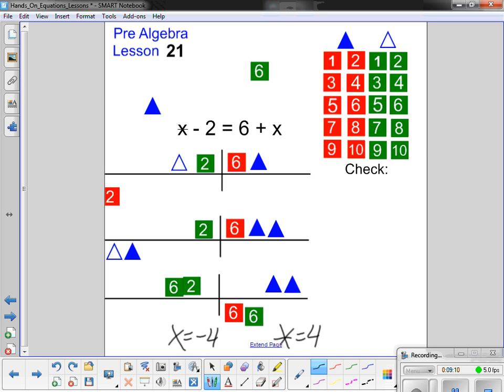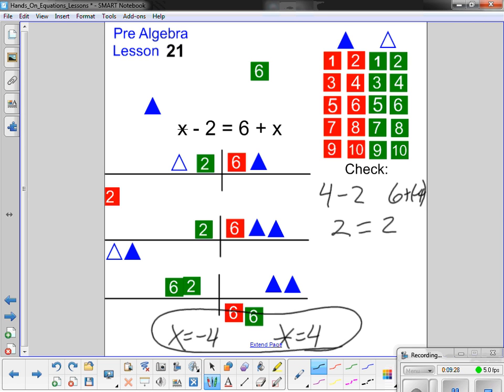So let's go back to the original problem. Star at 4, I got to subtract 2. On the other side, I got 6 plus -4. 4 minus 2 is 2. 6 plus -4 is 2. 2 equals 2. So x does equal -4, and star equals +4.